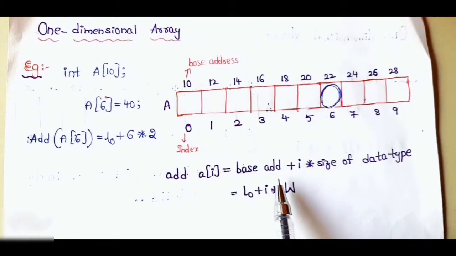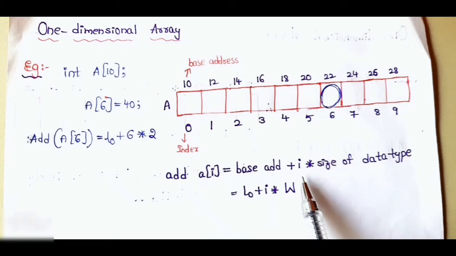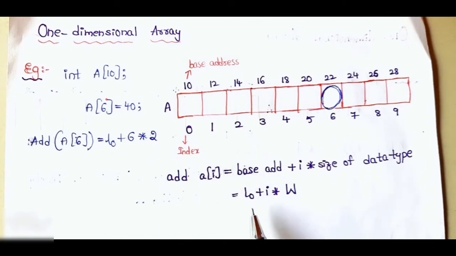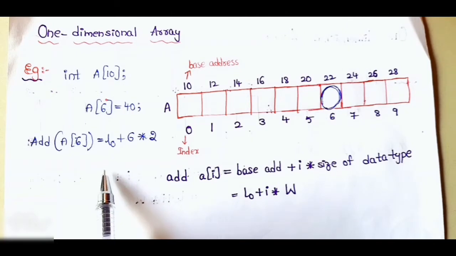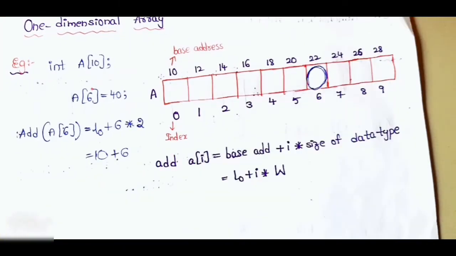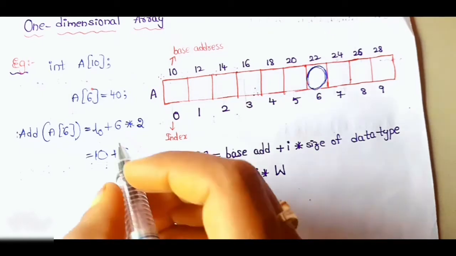For a one-dimensional array, the address of a particular element can be found out. That is the base address, the starting address, plus the element you want, that is I, into the size of the data type. The size of the data type is 2. This is the formula: L0 plus I into W. So apply here. L0 is the starting address, that is 10. 10 plus I is the index element, that is 6, into the size of the data type, that is W. The W value is 2.